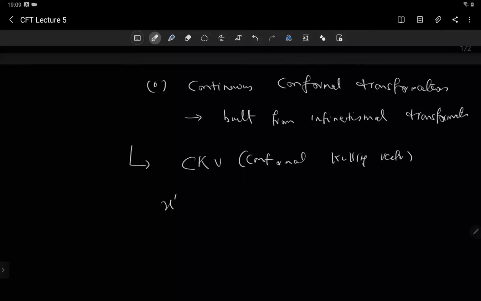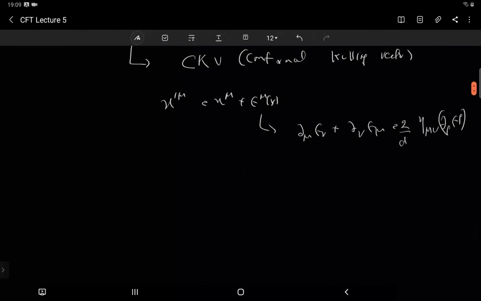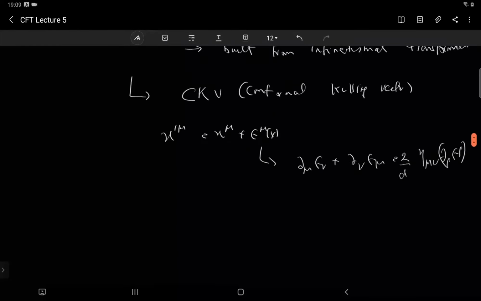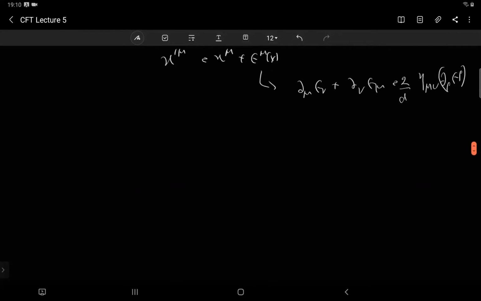These are simply those infinitesimal transformations which satisfy this equation: del mu epsilon nu plus del nu epsilon mu equals 2 by d eta mu nu del rho epsilon rho. These are the conformal killing vectors. If it was just a killing vector, not the conformal, then the right hand side would have been 0. But here you have this extra source term.